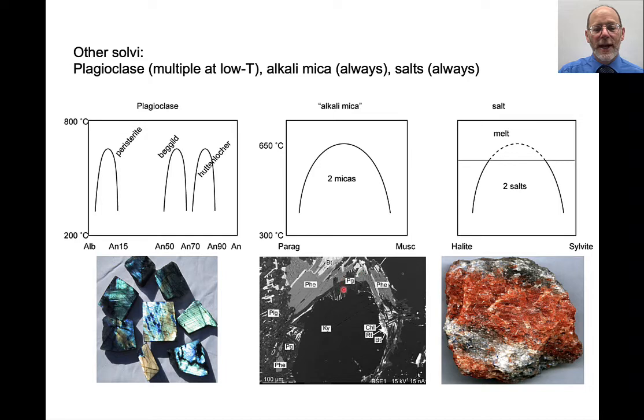So here's paragonite, this dark gray material in this backscatter electron image. Phengite is a type of potassium mica. It's like muscovite with a little extra magnesium and silicon in it. So this is coexisting potassium and sodium mica. And here are two salts. Here's sylvite, potassium chloride, and halite, sodium chloride, showing again the separation of these two salts along the sodium-potassium exchange vector.